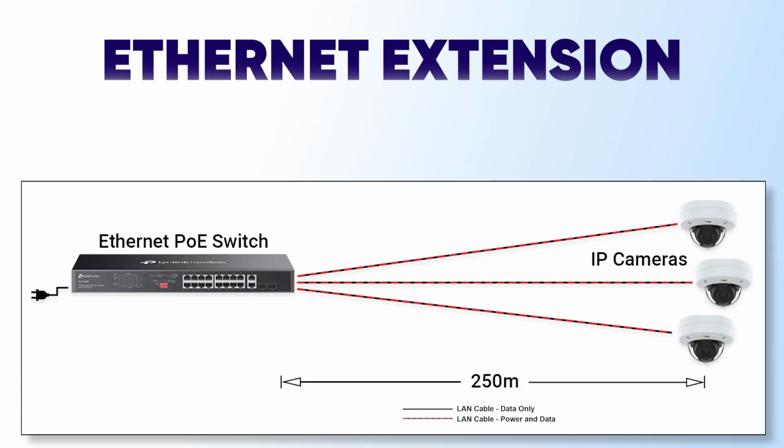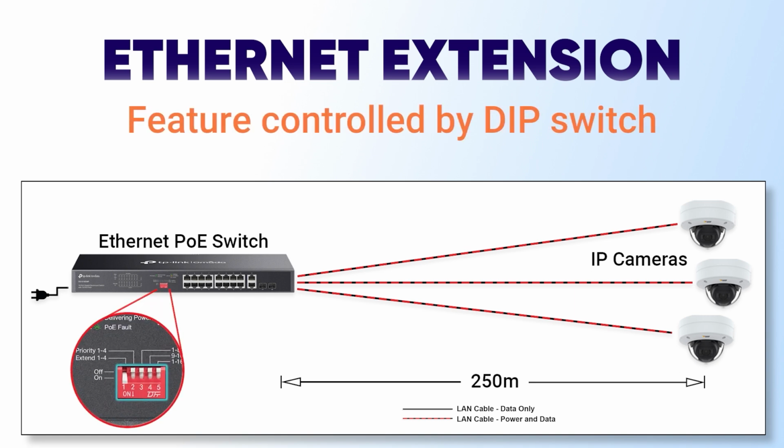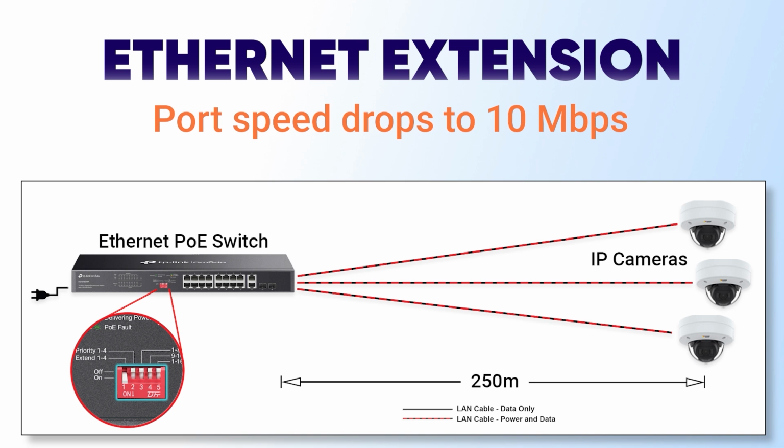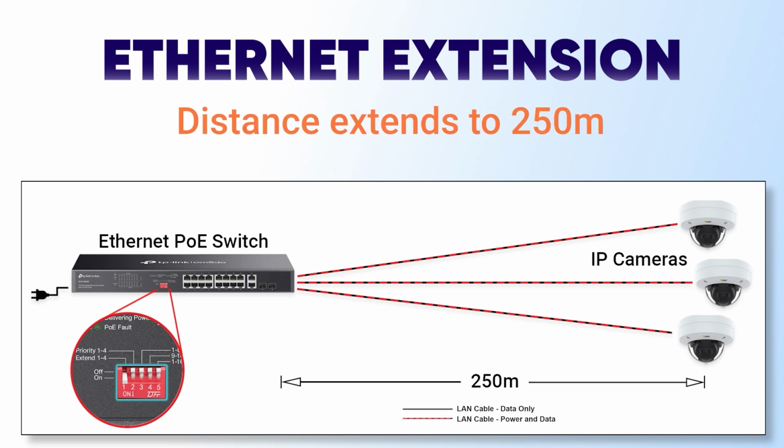Many PoE switch manufacturers support a feature called Extended PoE. This feature is activated on a PSE port either via a dip switch hardware setting or software setting. When activated, it allows the port to reduce data rate in exchange for additional distance. Typically, the data rate is dropped to 10 megabits per second, which allows an extended distance up to 250 meters. This is an ideal solution for IP cameras located greater than 100 meters from the PoE switch, as most IP cameras do not need bandwidth in excess of 10 megabits per second.